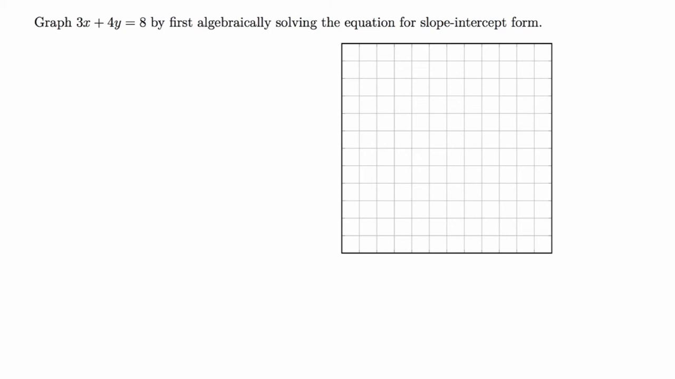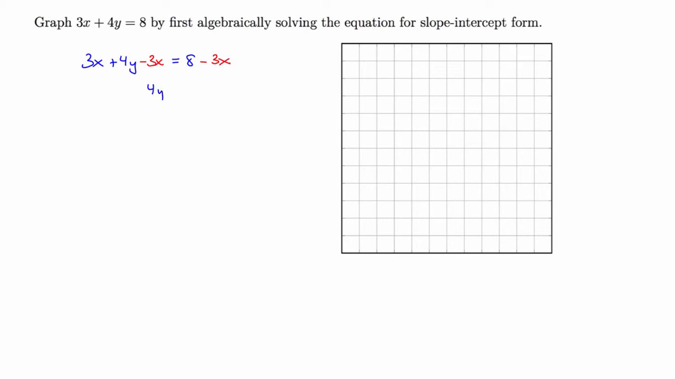We want to graph the equation 3x plus 4y equals 8 by first algebraically solving the equation for the slope-intercept form. Solving the equation 3x plus 4y equals 8 for slope-intercept form is another way to say that we want to solve this equation for y. To solve it for y, I need to first cancel the term 3x on the left side of the equation. We will do that by subtracting 3x from both sides of the equation.